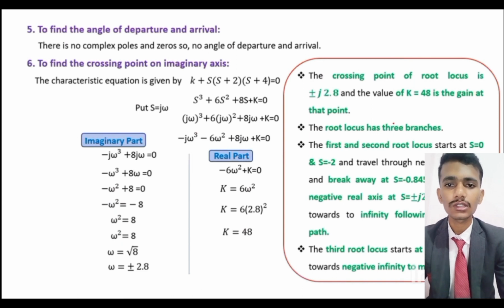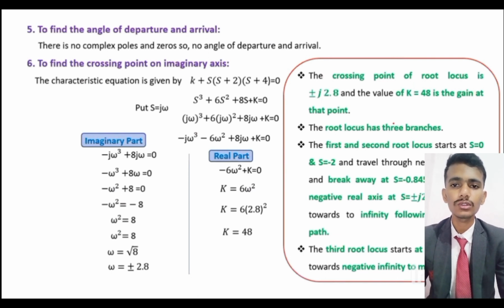The characteristic equation is given: K plus s into (s plus 2) into (s plus 4) equal to 0. When we solve this equation, we get s cube plus 6s square plus 8s plus K equal to 0. When we put s equals j omega, we get the equation minus j omega cube minus 6 omega square plus 8 j omega plus K equal to 0. j omega cube is nothing but j square into j. After that we get two parts, the imaginary part and the real part.